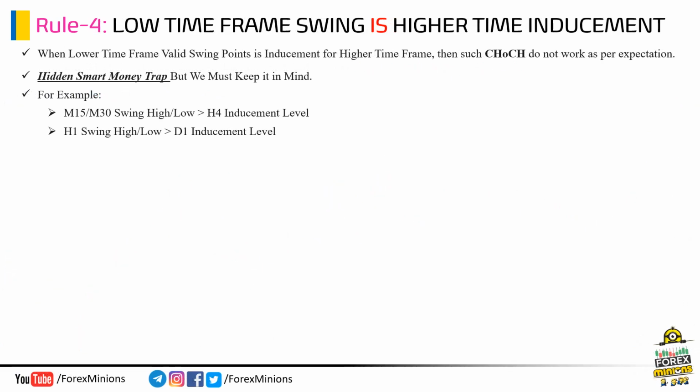Next, this is our fourth rule to avoid smart money traps. As per this rule, when a lower time frame valid swing point is an inducement level for a higher time frame, then such CHoCH levels do not work as per expectation. Please note this is a hidden smart money trap and we must consider this point while setting up our trade. Let's understand this with simple schematic diagrams.